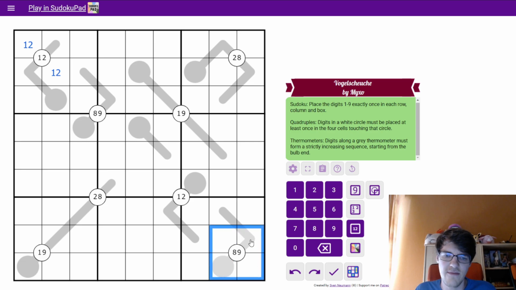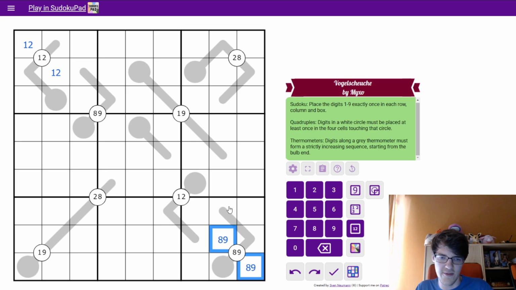Then we can do the same thing down here. We have 8, 9 in this quadruple. We cannot put 8 or 9 on the tip of the thermometer. So these digits are smaller than 7, which means 8 and 9 go here.